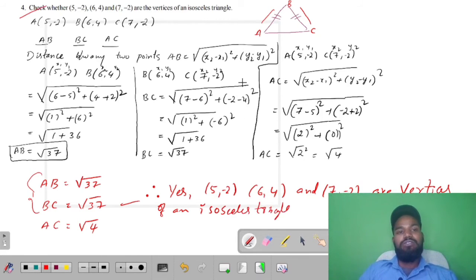Okay. So I am explaining once again orally. What we do here: first take any 2 points, AB, next BC, next AC. Then find the distance between AB, BC, AC and check whether any two sides are equal or not. If they are equal, then the triangle is said to be an isosceles triangle. Okay. So this is your fourth sum.